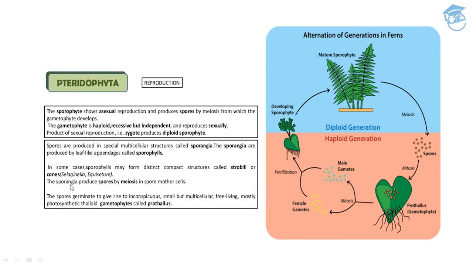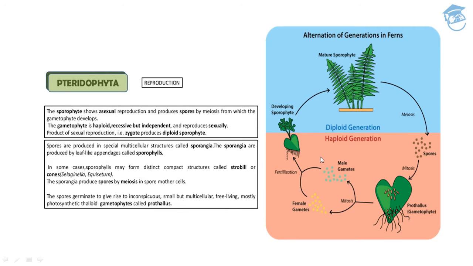The sporangia produce spores by meiosis in spore mother cells. And then that spore germinates to give rise to inconspicuous, small but multicellular, free living, mostly photosynthetic thalloid gametophytes, which is called prothallus.